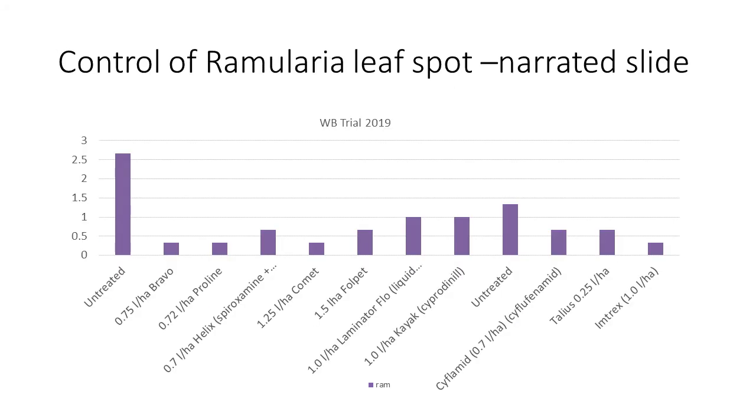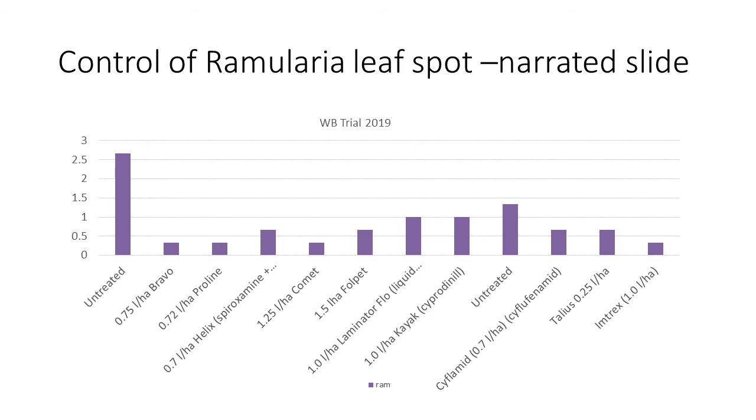So we've been looking at a number of alternatives to control Ramularia from existing chemistry last year. So you can see in this graph we're looking at Ramularia symptoms in winter barley. On the x-axis you can see the different fungicides that have been used, and you can see compared to the untreated on the left hand side, they've all given a reduction in Ramularia. We even see some activity from some of the other multisites, Fulpit and Laminator Flow. None of these fungicides give the same kind of level of control as Bravo, and you can see that on the graph.